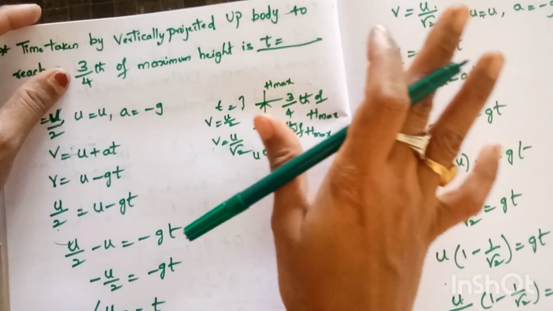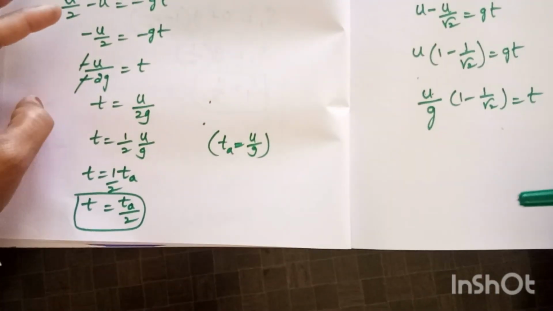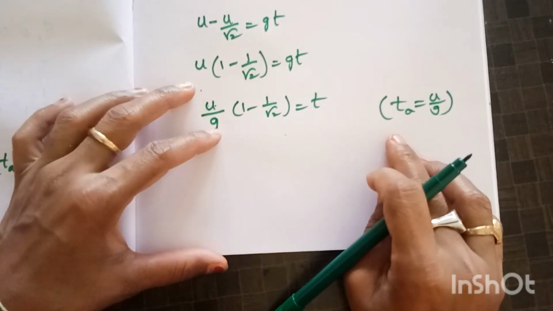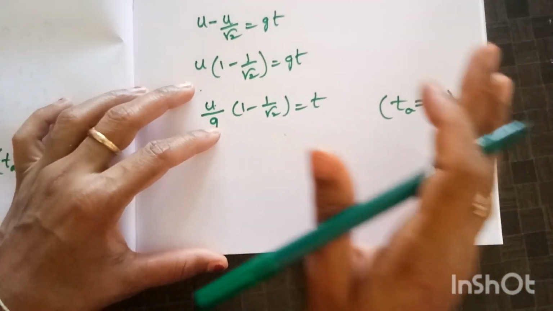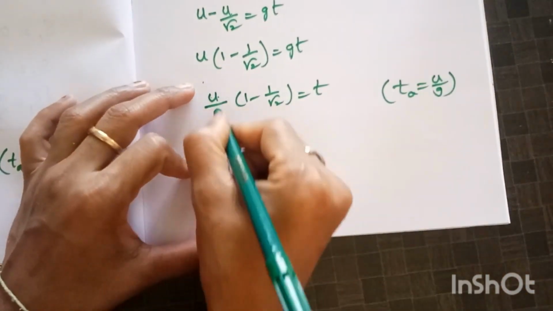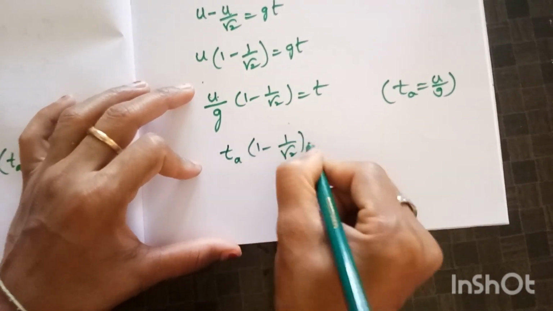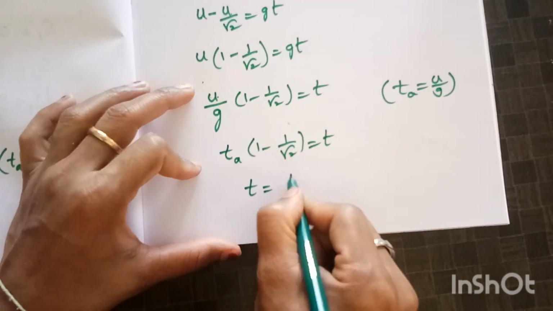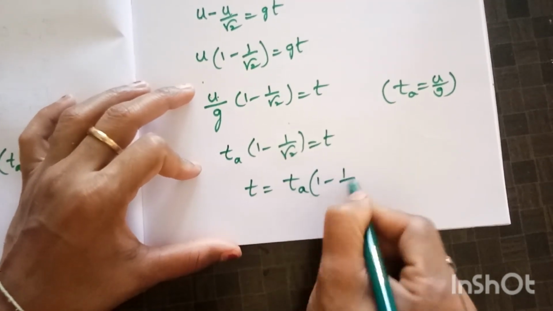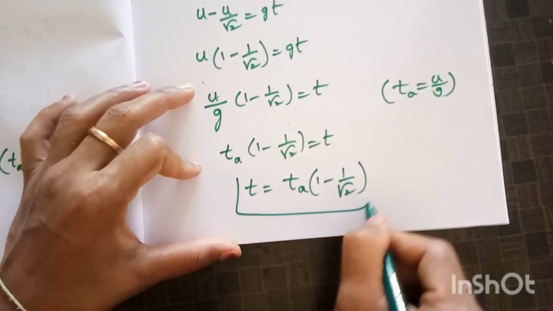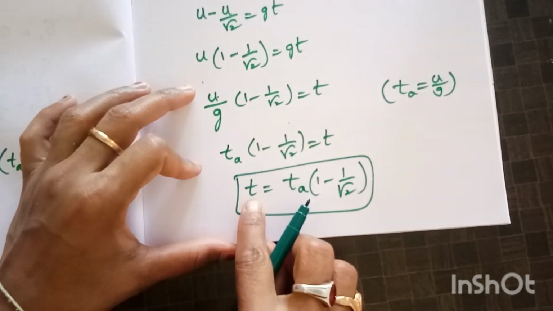For the complete time, we take time of flight. So I am taking ta here, because the object is projected vertically up, so the time will be the time of ascent. So u by g is ta. ta into 1 minus 1 by root 2 equals t. So the t value is ta into 1 minus 1 by root 2. This is the time taken by the body when vertically projected up.